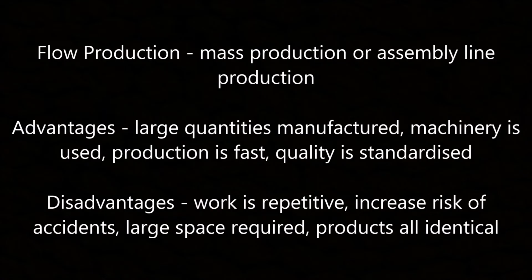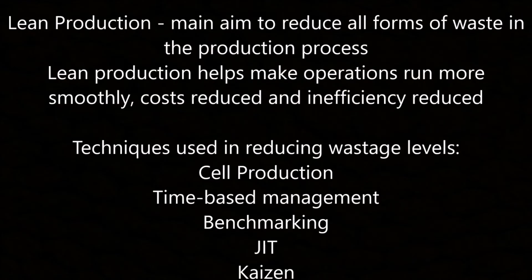Flow production is mass production or assembly line production, and the advantage is that large quantities are manufactured, machinery is used, production is fast, and quality is standardised. The disadvantage, though, is that work is repetitive, there's an increased risk of accidents, a large space is required, and all products are identical. Lean production's main aim is to reduce all forms of waste in the production process.